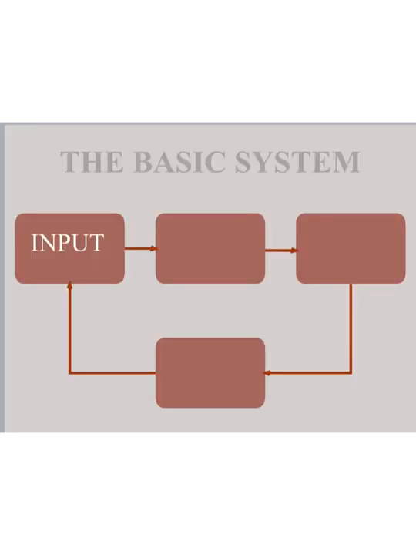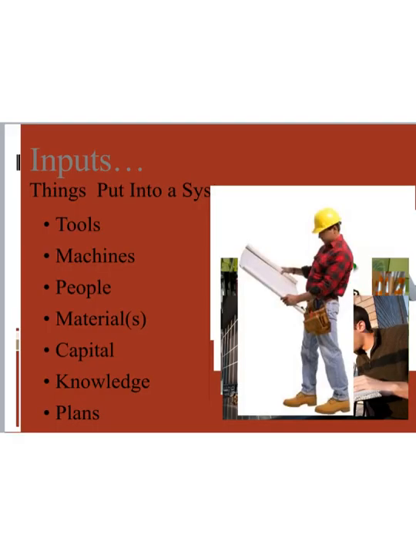Every system starts out with an input. Inputs are basic things. They are things that go into the system, such as tools, machines, people, materials, capital, which is another word for money, knowledge, plans. All of those things are input or inputs.